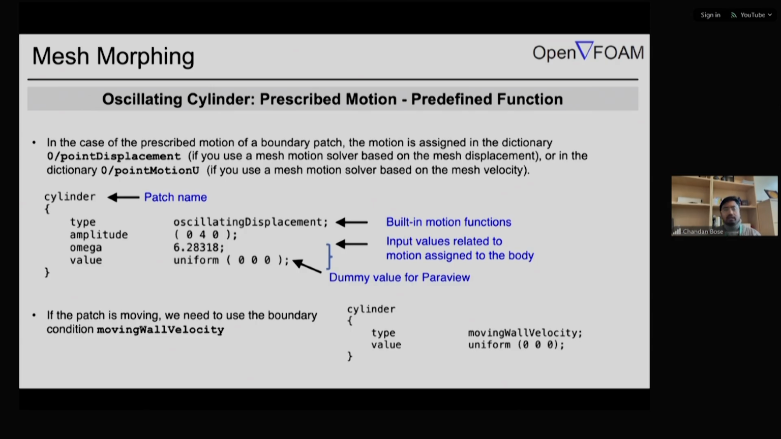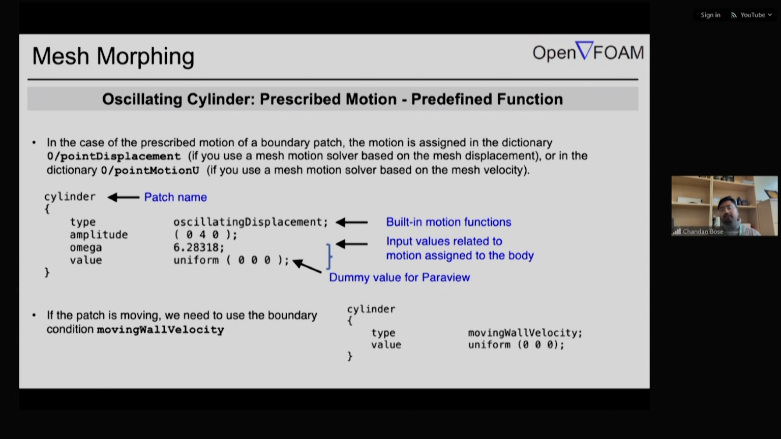Now, this is an example of how we give the different motion functions. In this case, we are using the oscillating displacement function. So I'm giving the amplitude, which is a vector. The first one is the x amplitude, then the y direction amplitude, and the z direction amplitude. So in this case, you can see we are giving an amplitude of 4, and everything is in SI units. In the y direction, 4 meters is the amplitude, and omega, which is the rotational velocity, we are giving as 6.28, which is almost like 2 pi. And the value uniform is an input so that we can visualize it in ParaView, right?